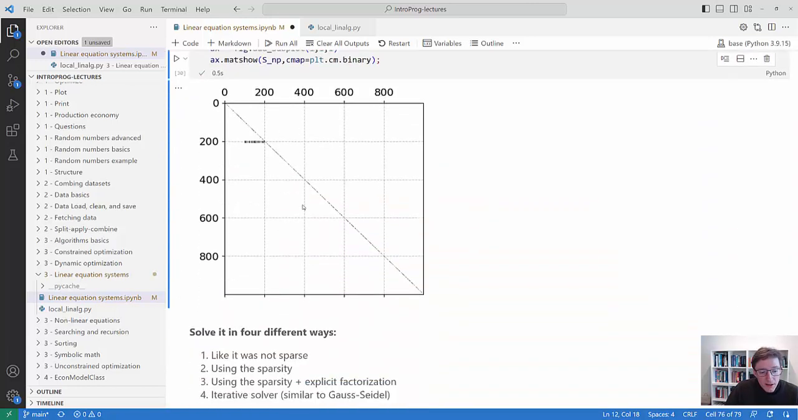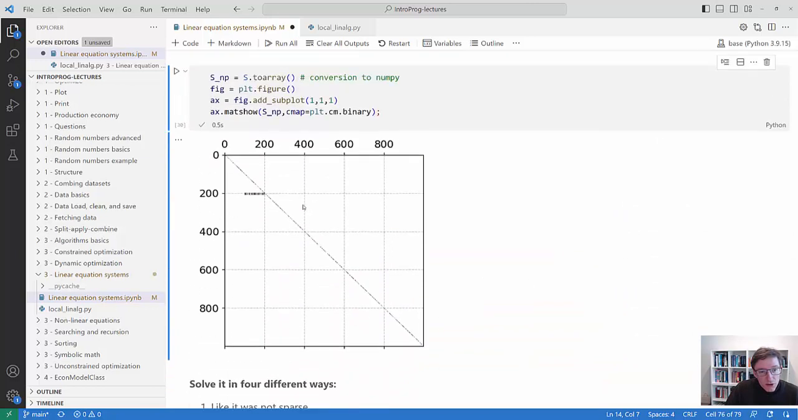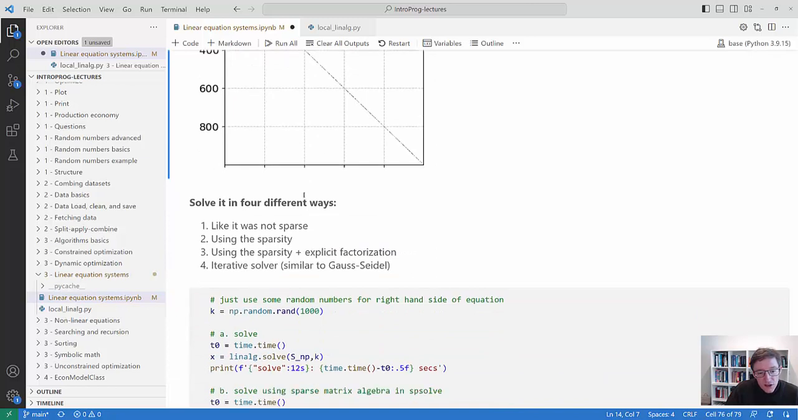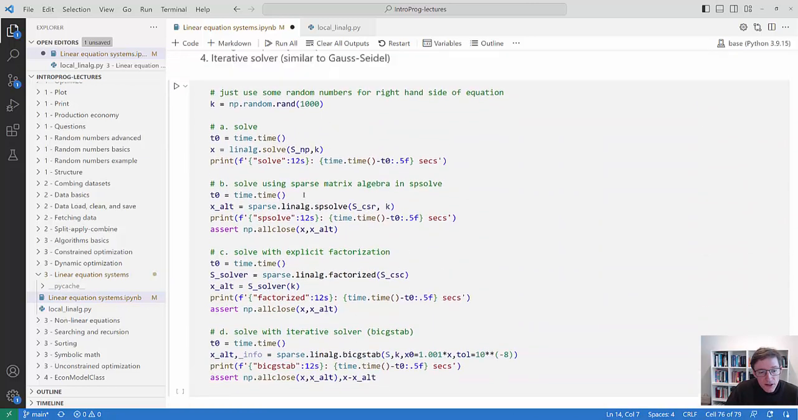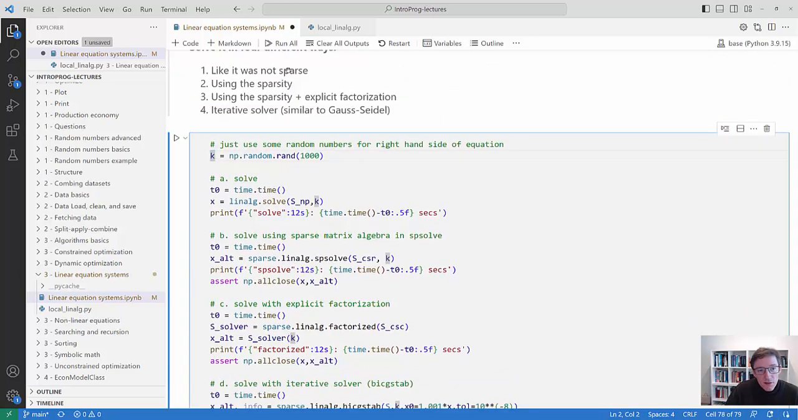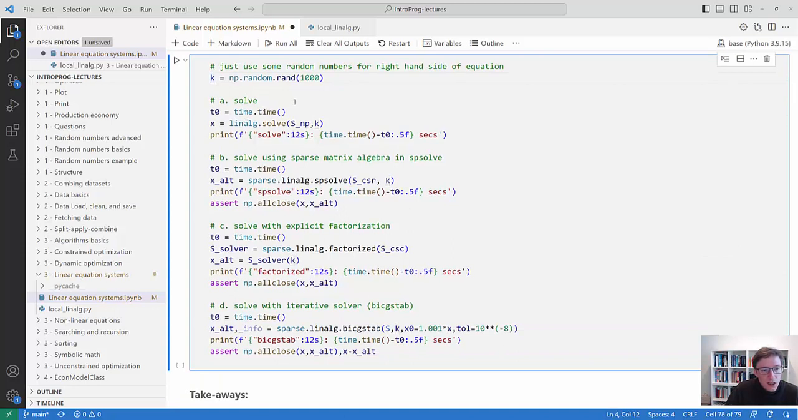Okay, so now you might want to use this equation system and solve it in various different ways. So here I'm just creating a random right hand side, and then I want to solve it like it was not sparse. I want to solve it using the sparsity. I want to solve it using sparsity plus explicit factorization, and I want to solve it with an iterative solver similar to Gauss-Seidel. So if I want to solve it normally, then I solve a numpy version of the matrix.